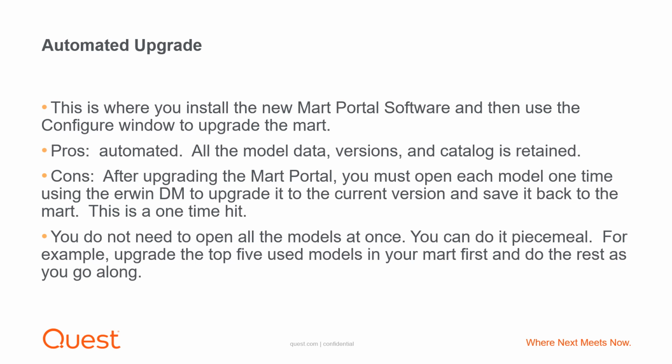The advantages are that this is automated and all the model data, the versions, and the catalog are retained. The disadvantages are that after upgrading the Mart Portal, you must open each model one time using Erwin Data Modeler to upgrade it to the current version and save it back to the Mart. This is a one-time hit. You only have to do it one time. Also, you don't have to open all the models at once. For example, you can open your 5 most popular models, upgrade them first, save them back, and then do the rest on an as needed basis.